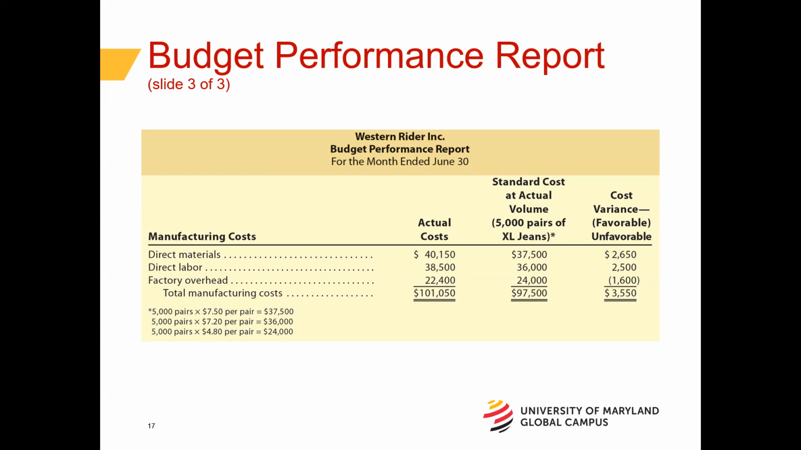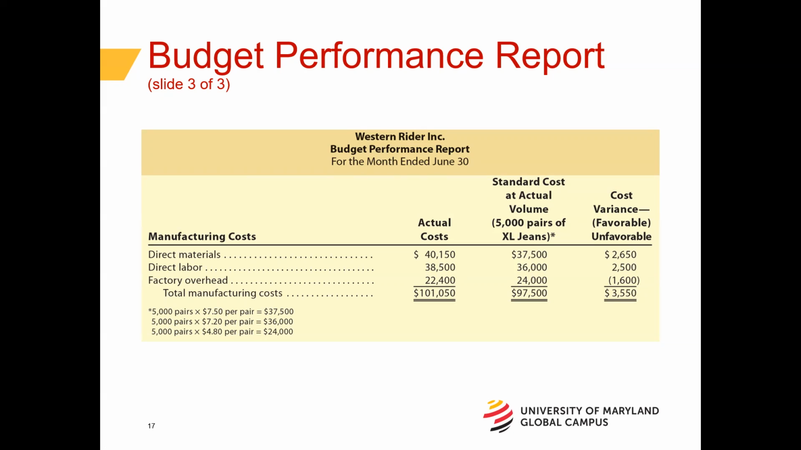For labor, I came in at 38,500. My standard was 36,000. Unfavorable variance of 2,500. Remember, the variance is just the difference. For factory overhead, actual came in at 22,400. The standard was 24,000. That is a favorable variance of 1,600.